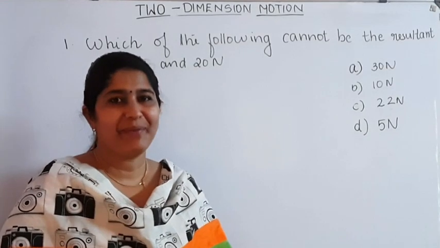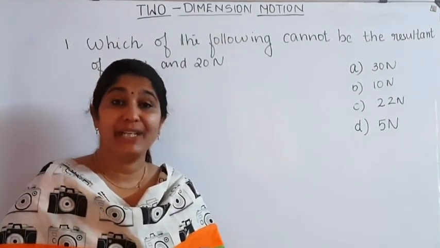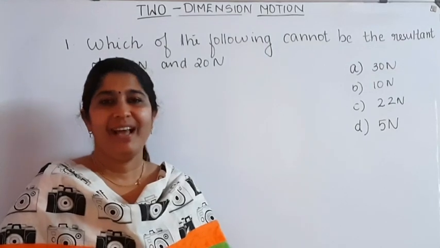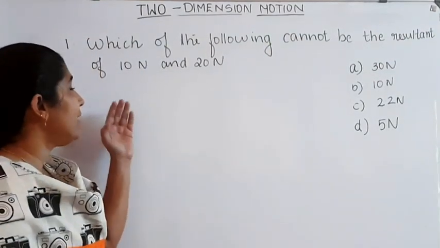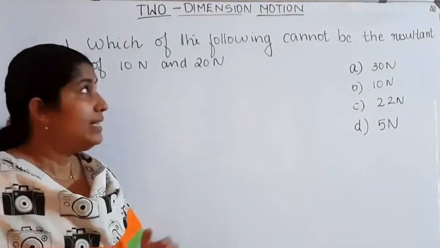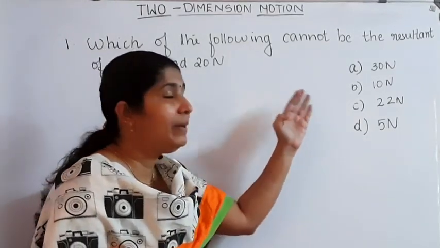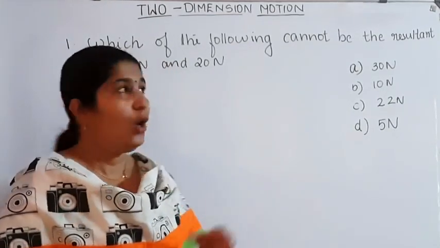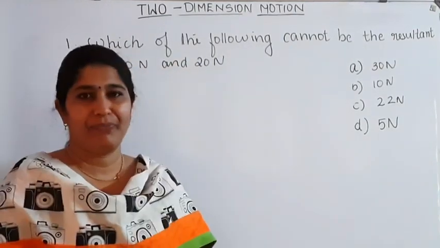Hi students, welcome back. Today we are discussing certain problems related to motion in two dimensions. Our first question: which of the following cannot be the resultant of 10 Newton and 20 Newton? In this question, we want to find out which one of the following cannot be the resultant of these two forces, 10 Newton and 20 Newton.